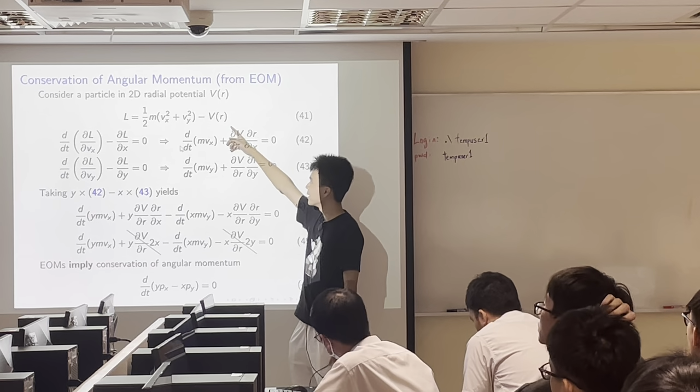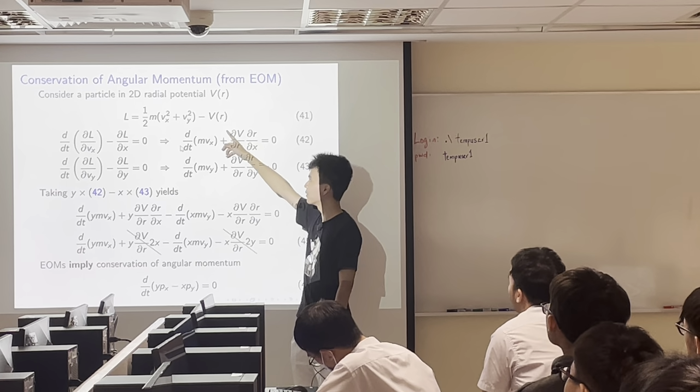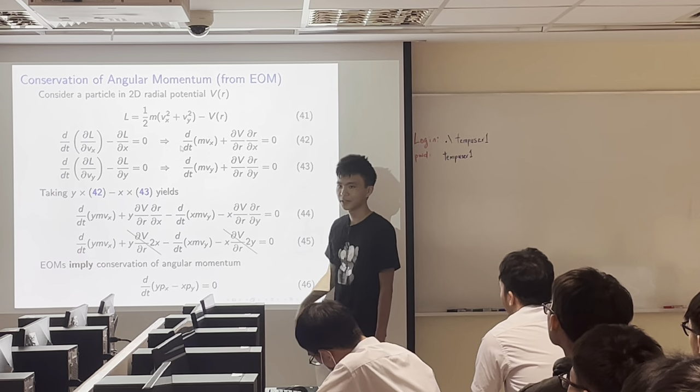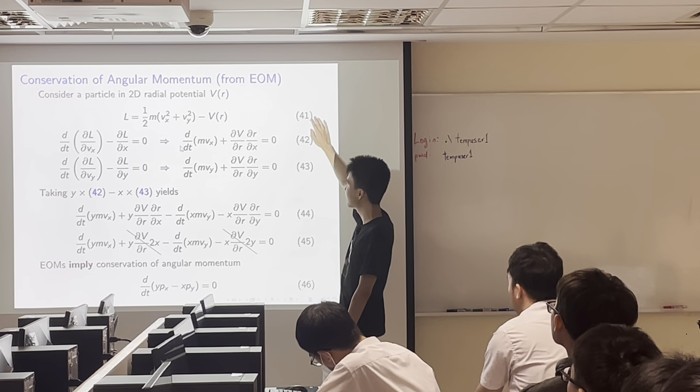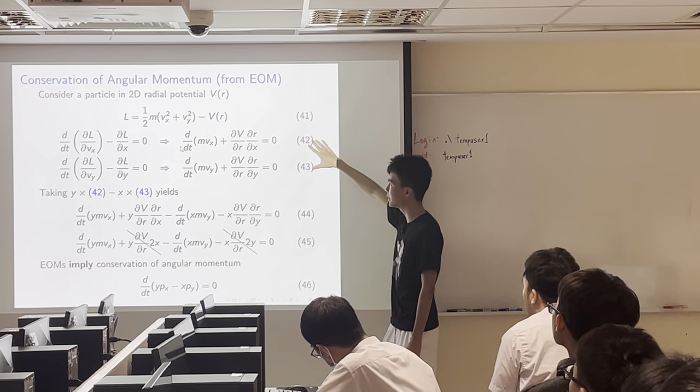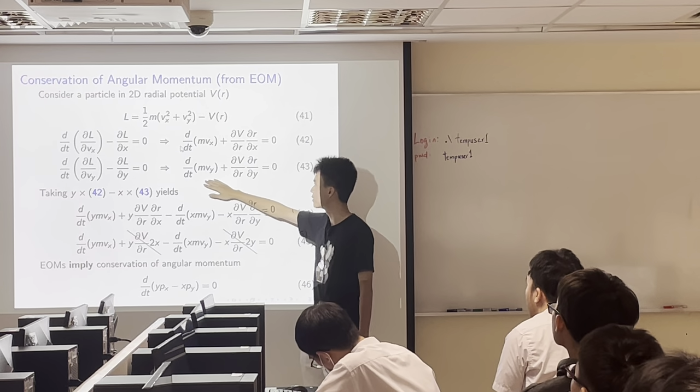In a special case, it turns out that even though your linear momentum is not conserved, your angular momentum is conserved. And how do we know that? Once again, going from equation 41, we derive the equations of motion 42 and 43, which gets you your Euler-Lagrange equations, your equation of motion here.